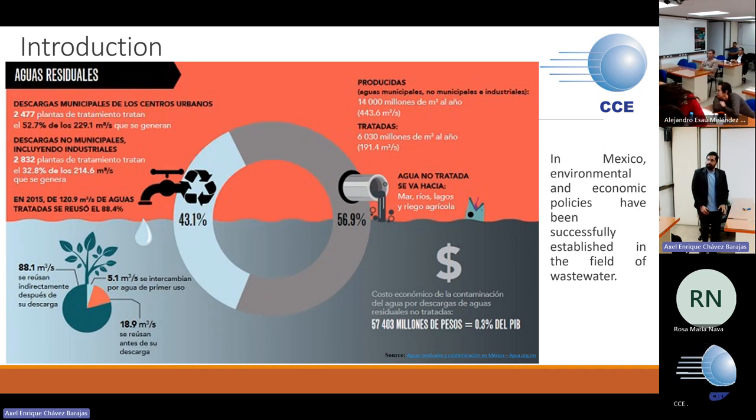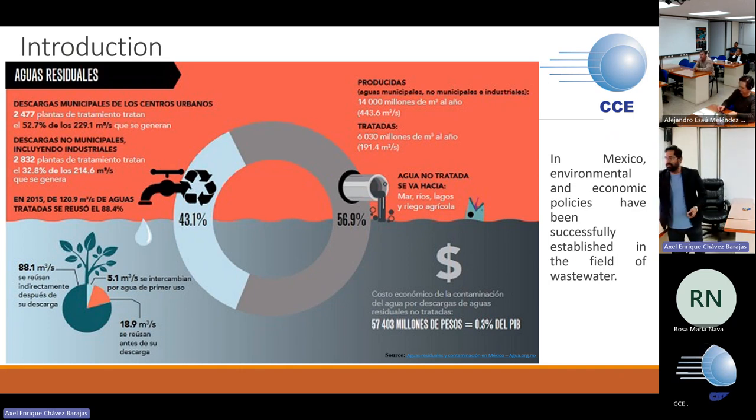Everybody knows that it's very important to treat water, but the main reason is this diagram, which is based on Mexico's results. In our country, 56.9% of the water is not treated. So we want to make this real-time application work, to decrease this percentage and increase the treated share. That's the main idea of all this wastewater treatment.